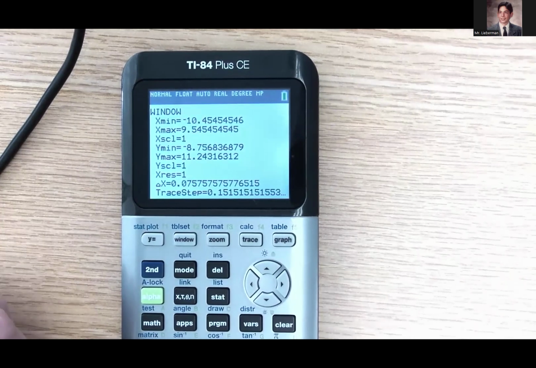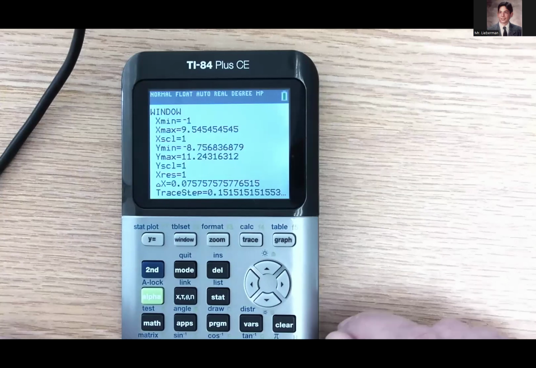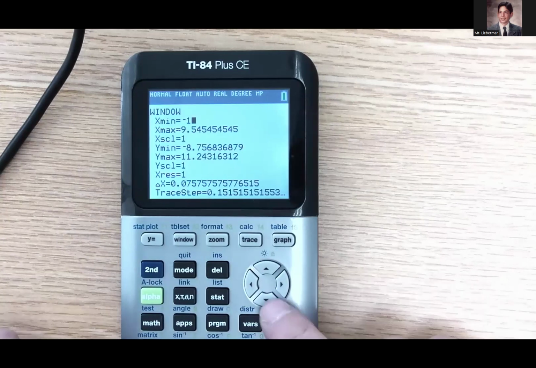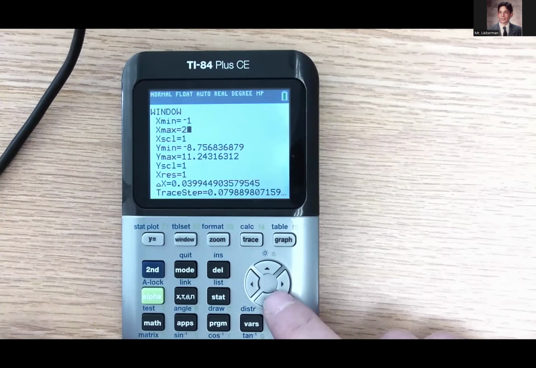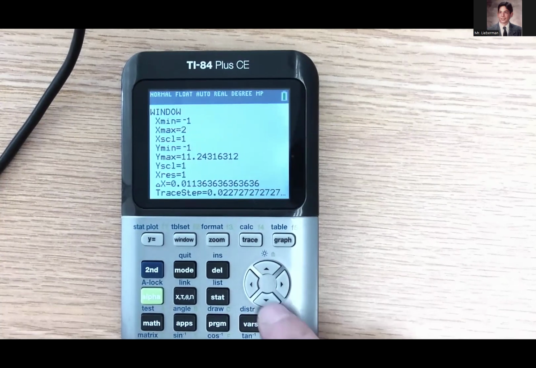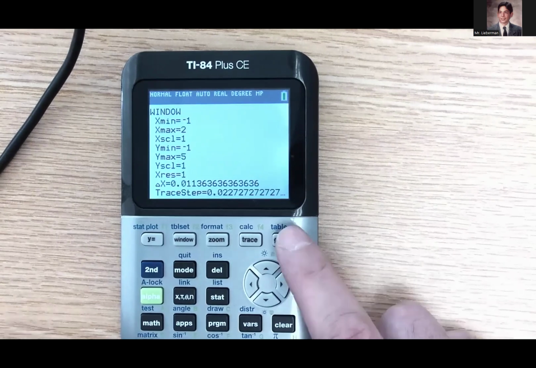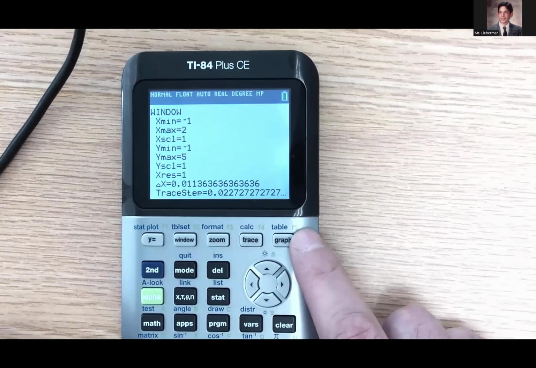Yeah. The X minimum is -1, and the X max 2. 2? Yeah. Okay. And Y max 5. Yeah, I like the negative ones too, because I like to see the axes. And y max is 5, you said? Yeah. Okay, so if I graph this, am I going to be able to see the whole parabola?